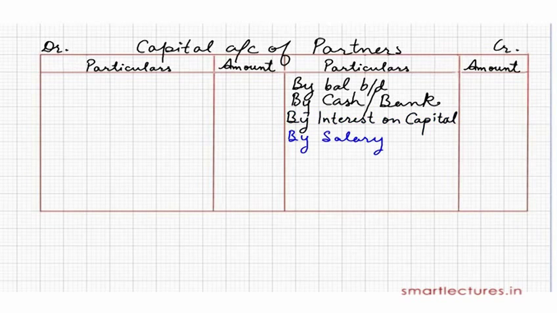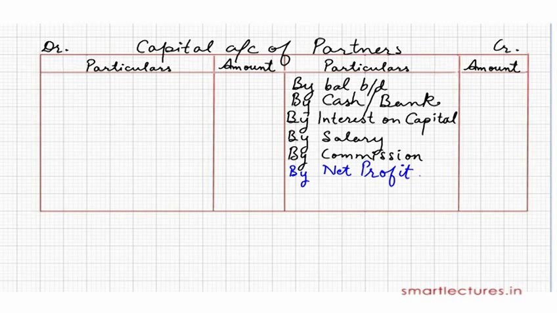By salary: if any partner is getting salary from the firm, that will be shown on the credit side of the capital account, because if a partner gets a salary, it will increase his capital. By commission: if any partner is getting any commission, that will be shown on the credit side of the capital account. And by net profit: if the firm has earned any profit, his share will be transferred to his capital account. Net profit always increases the capital of the partner, so net profit will be shown on the credit side of the capital account.